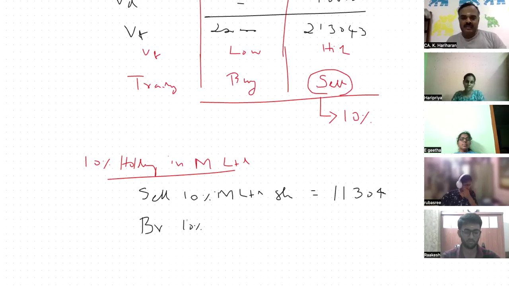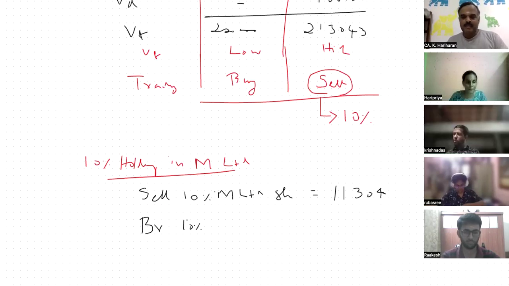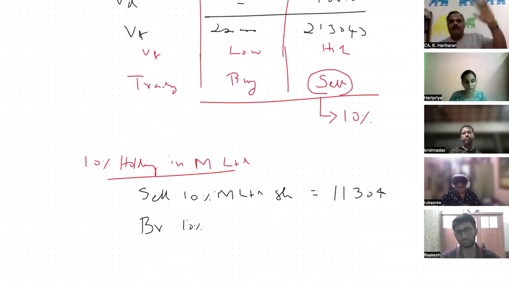How much is the debt fund in M Limited? 1 lakh. If I'm holding 10%, it's 10,000. So I'm going to borrow 10,000 from the outside market. Borrowing from the outside market. Did you get the clarity or not? Yes, sir.